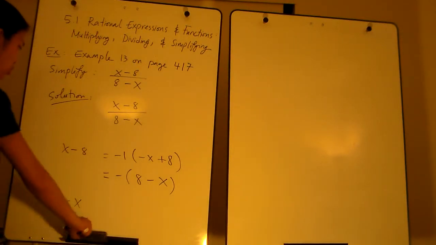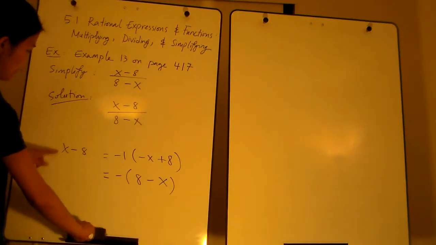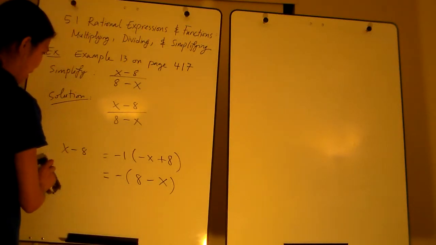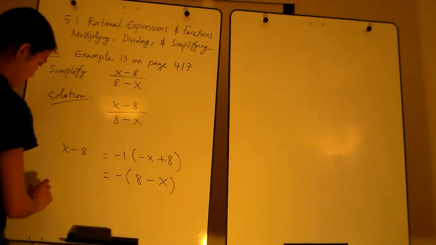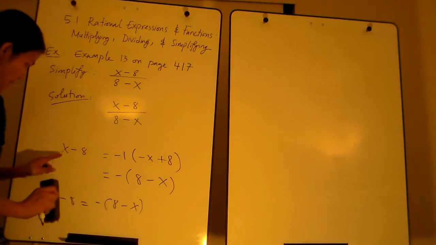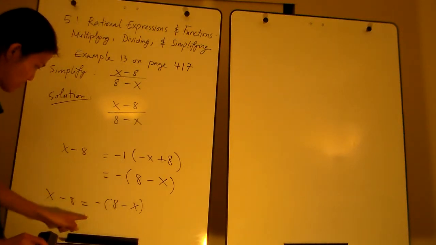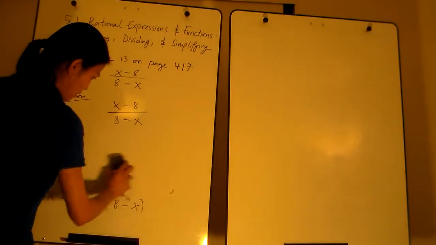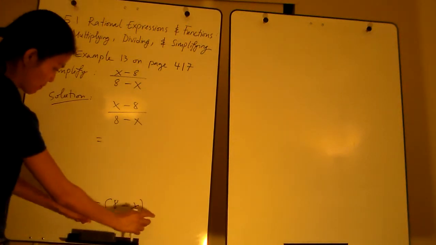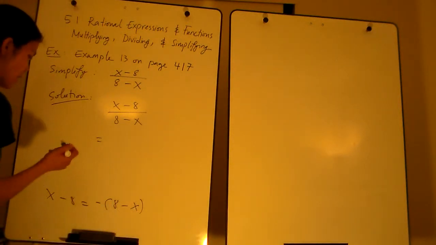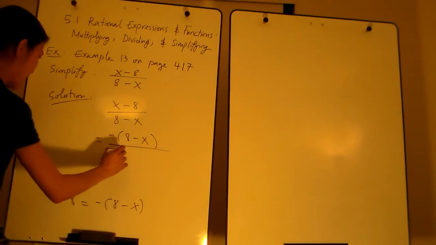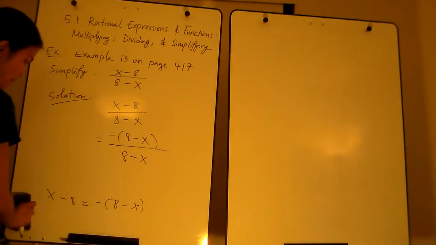Okay? So let me rewrite this numerator, x minus a, in terms of the other one. Let me write this on the side. x minus a equals negative a minus x. Check this out. Replace x minus a with negative parenthesis a minus x, divided by a minus x. Check this out.